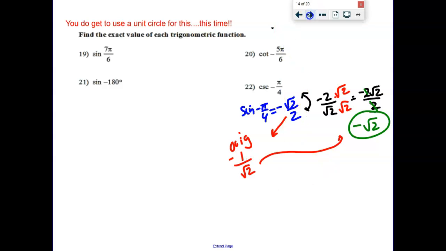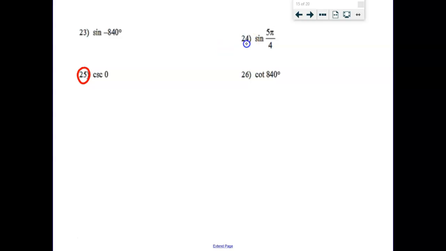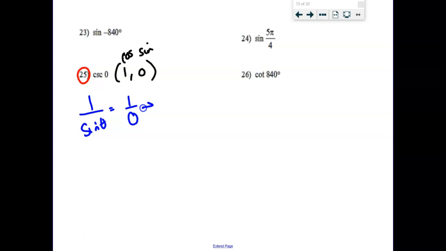Like, for instance, number 25 looks really unassuming. Cosecant of 0. Well, 0 radians, the ordered pair is 1, 0, right? And we know cosecant is the reciprocal of sine. So if you took the sine at 0 and plugged in a 0 for that, because the sine of 0 is 0, what happens when you take a 0 and flip it like this?